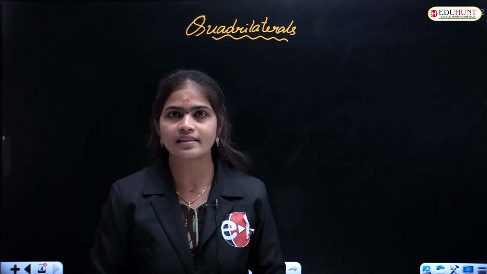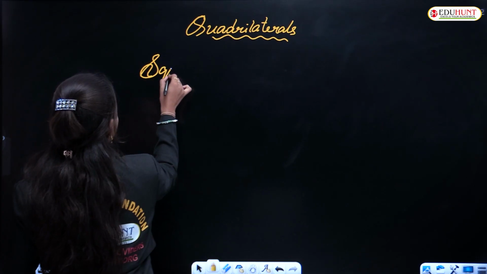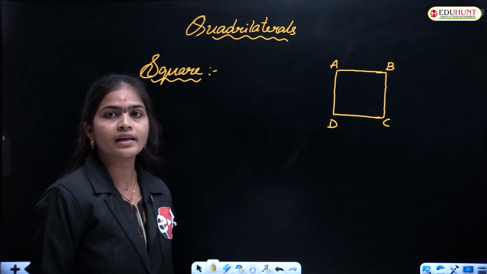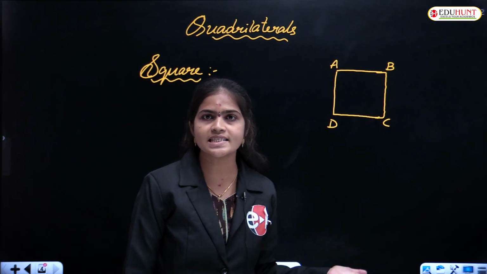Okay, then what will we call that figure? What will we call that? Yes, that is nothing but a square. A, B, C, D, one of the quadrilaterals is given. Here, how can we say that this quadrilateral is a square? How can we say that?